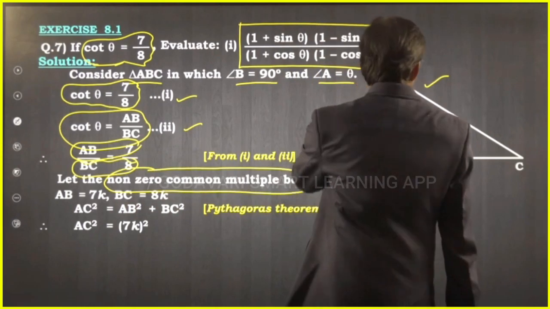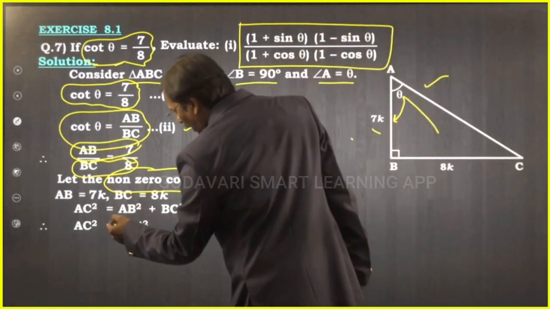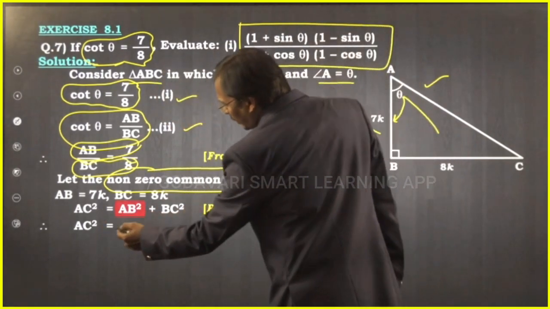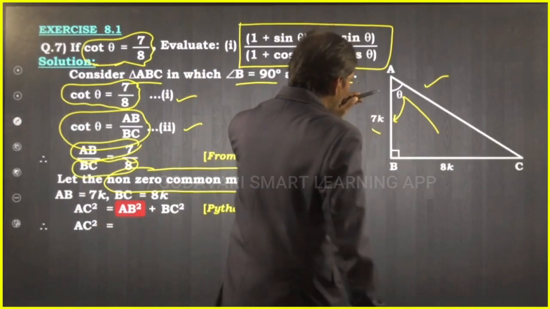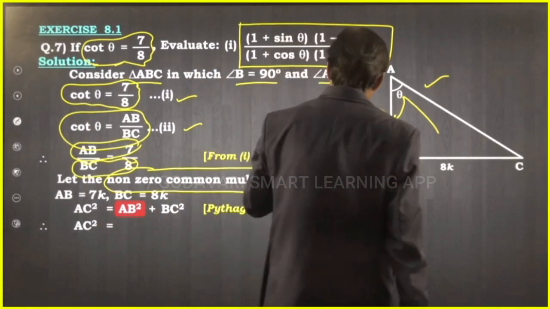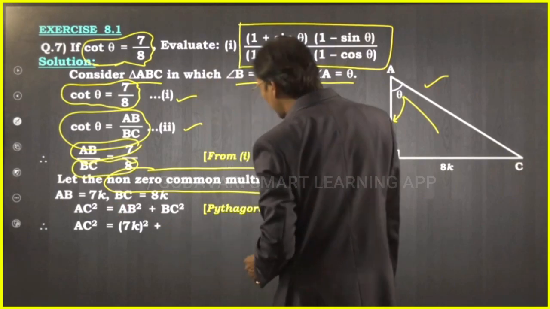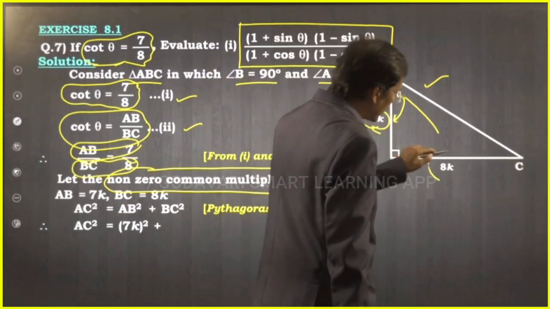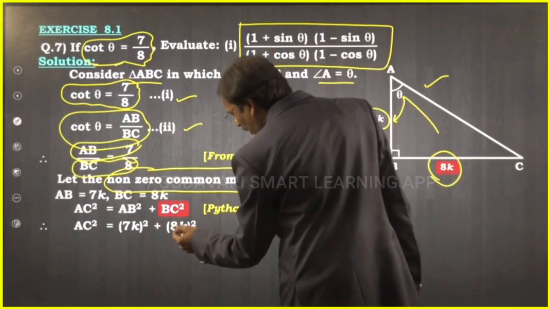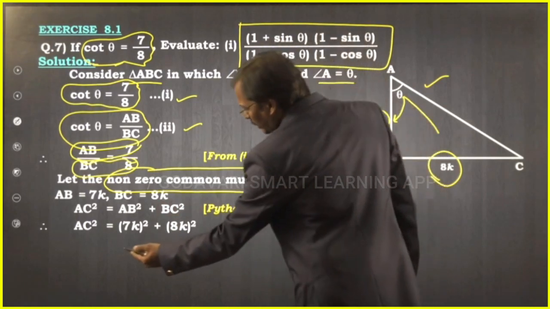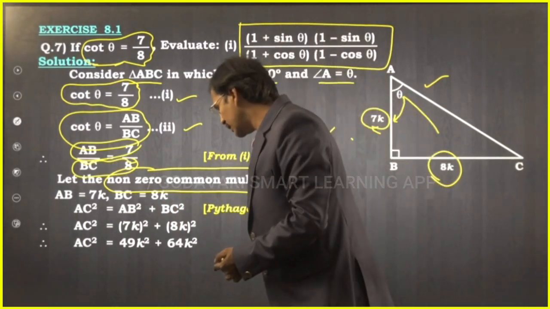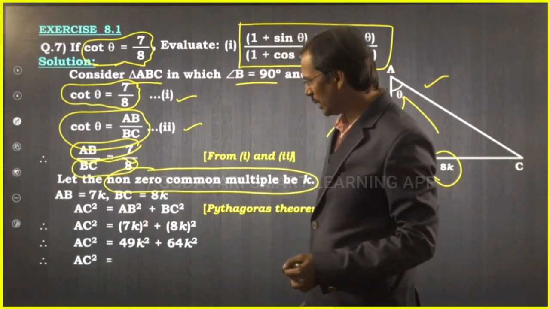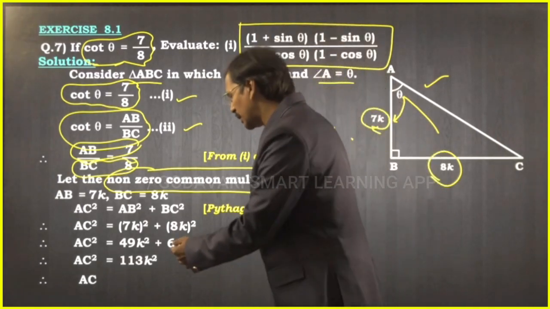Now AC square is equal to AB square plus BC square. AB square is here nothing but 7k whole square, plus BC is nothing but 8k, 8k whole square. So AC square is equal to 49k square plus 64k square. Totally AC square is equal to 113k square.